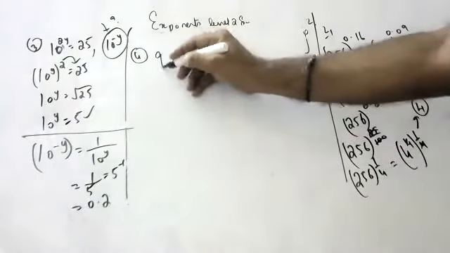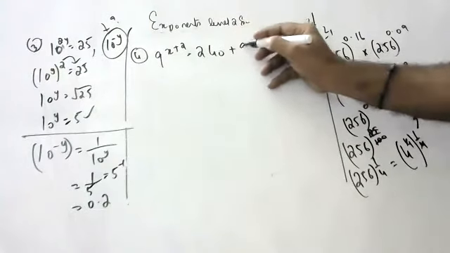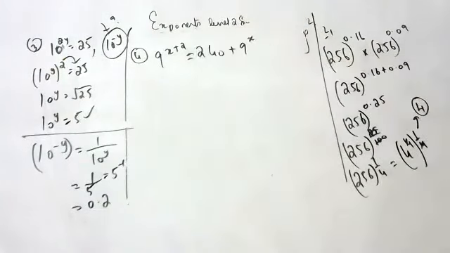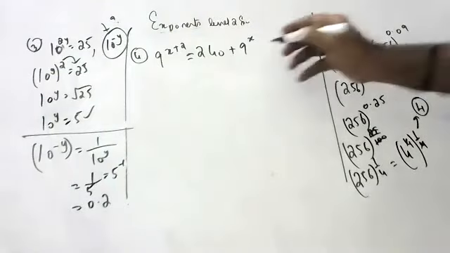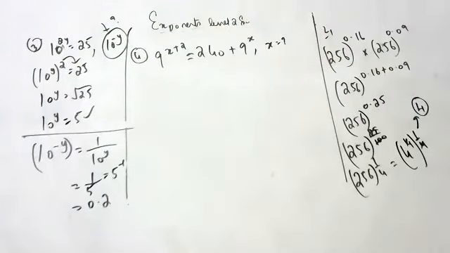Okay. 9 to the power of x plus 2 is equal to 240 plus 9 to the power of x. Then what is the value of x? This is the question. What is the value of x? Okay, children, this is a very nice sum, children.